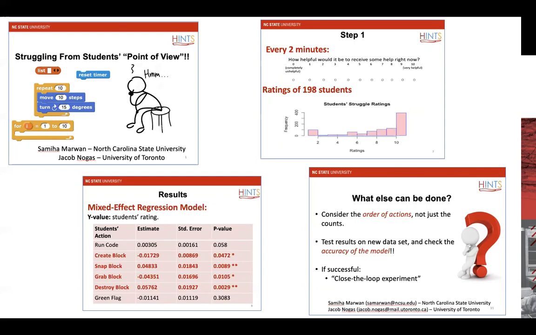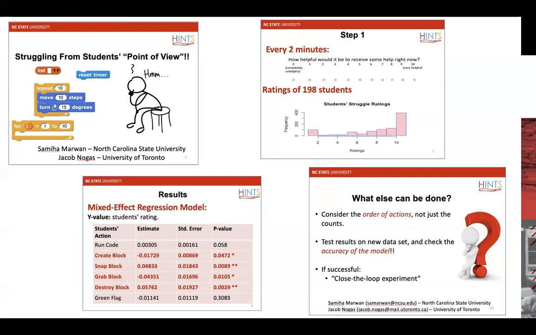The way I did this is that we had a study where every 2 minutes we asked students, how helpful would it be to receive some help right now? And we asked them to give a rating on a scale from 0 to 10. The higher ratings mean that the student needs more help, that the student is struggling. And we tried to find any type of correlation between the type of actions the student did during this 2 minute frame and the response.